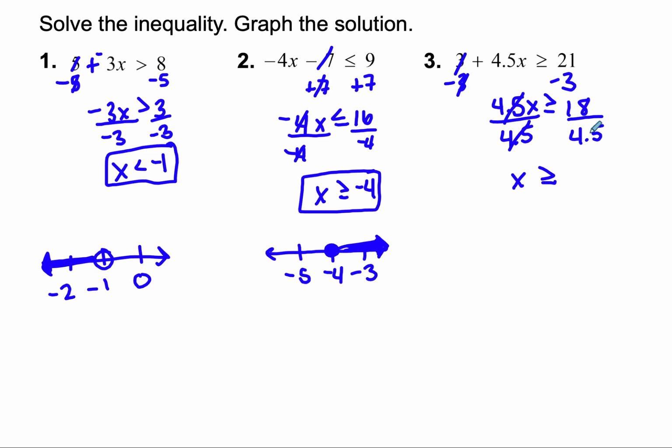And then over here to do 18 divided by 4.5, when I have a decimal that I'm dividing by, I've got to move that decimal over to make it an integer. Here on the 18, I've got to add it over there.